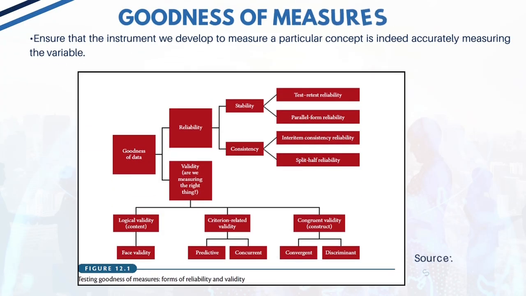Goodness of measures. It ensures that the instrument we develop to measure a particular concept is indeed accurately measuring the variable. Goodness of data consists of 2 concepts, reliability and validity, which we will discuss further in the next slide.